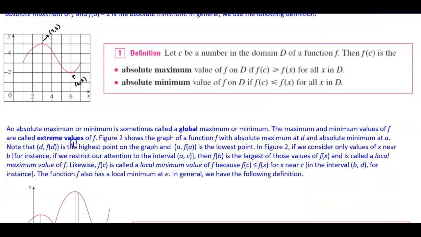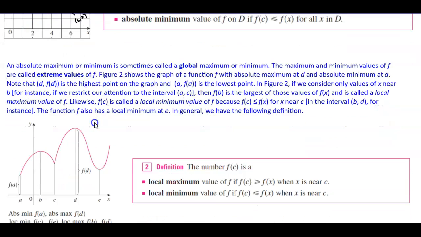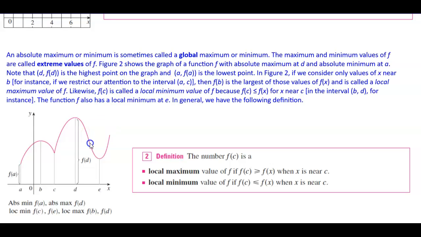Now, an absolute maximum or minimum is sometimes called a global maximum or minimum. The maximum and minimum values of a function are called extreme values of the function. This next figure shows the graph of a function f with absolute maximum at the value of d. So here is the absolute maximum. And then we also have an absolute minimum at a. So here is the lowest point on the graph, so therefore that's going to represent the absolute minimum.